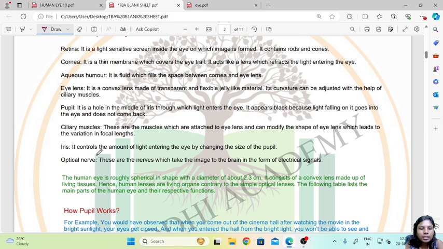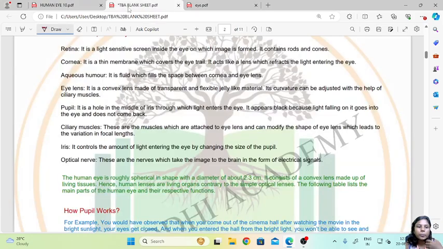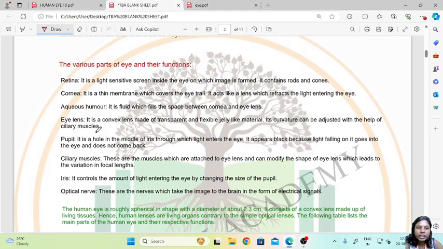Optic nerve. These are the nerves which take the image to the brain in the form of electrical signals. So these are the nerves which are then connected to the brain, and from here the information about the images goes towards the brain. So these were the various parts of the eye and their functions.